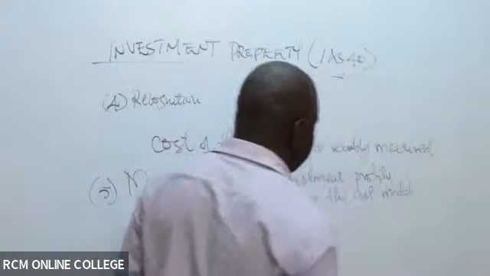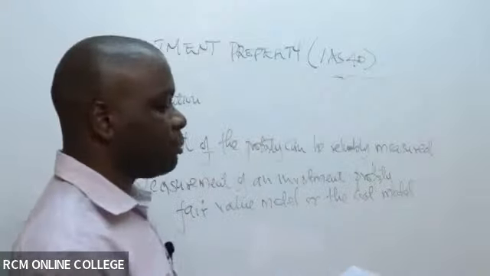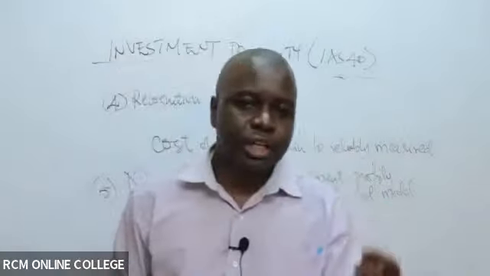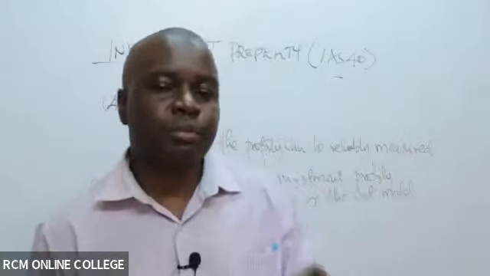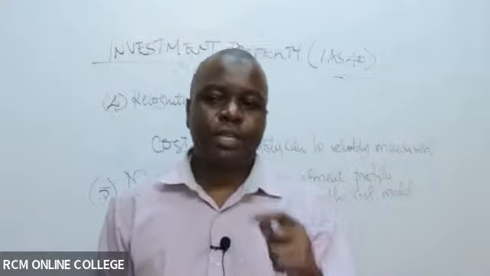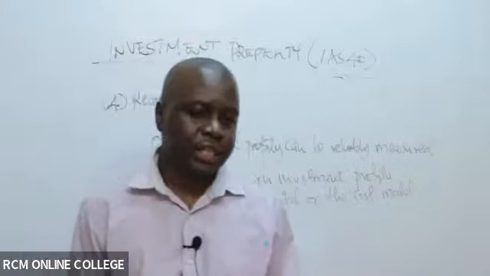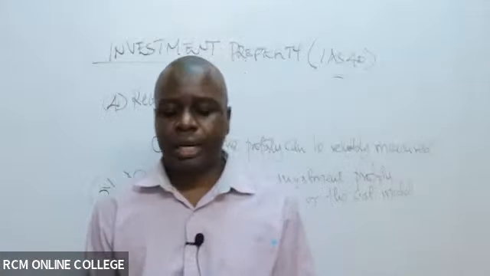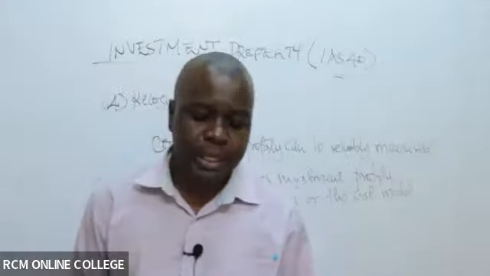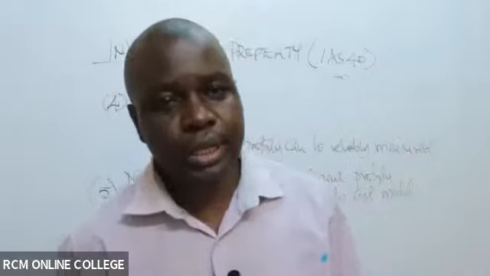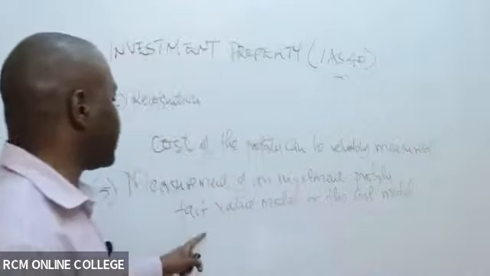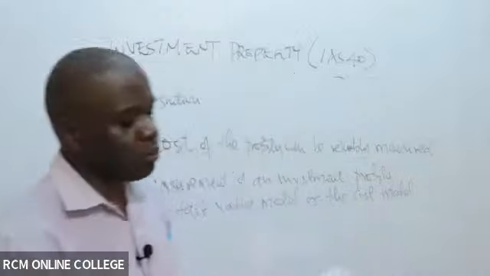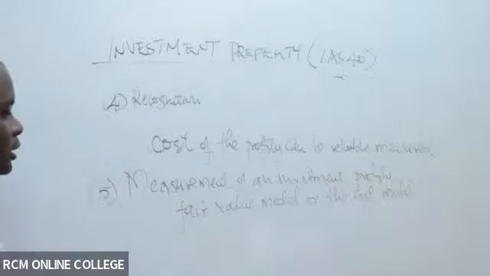So we are saying how it will be measured. Initially when you buy it or construct it, you'll measure it at cost. But subsequently something could happen. It can depreciate, or some of them usually appreciate, for example, land. So it will initially be measured at cost and subsequently using the fair value model or the cost model.